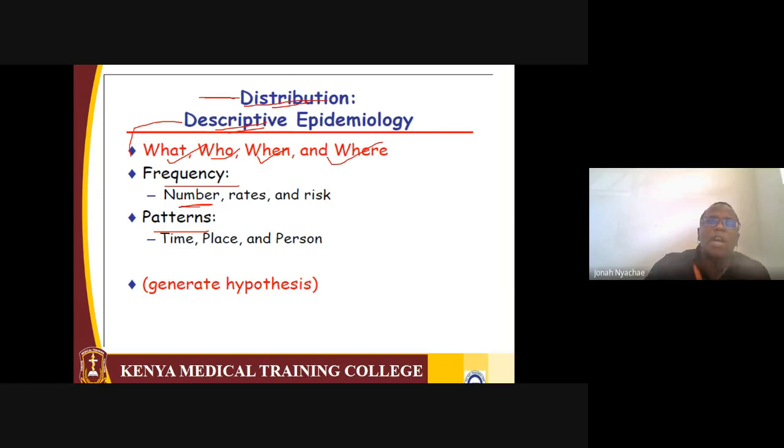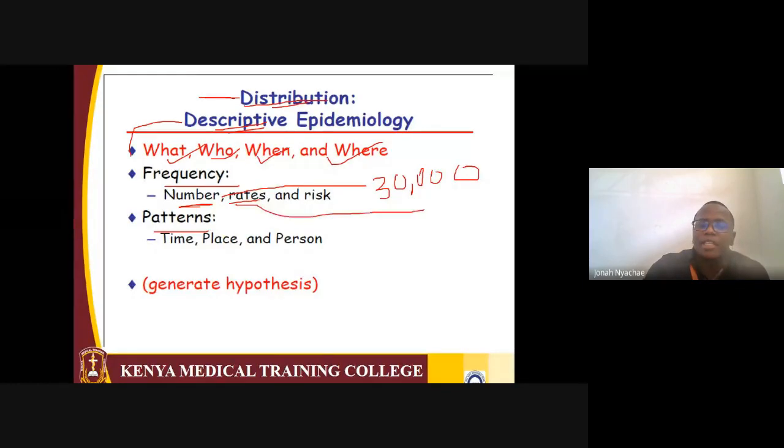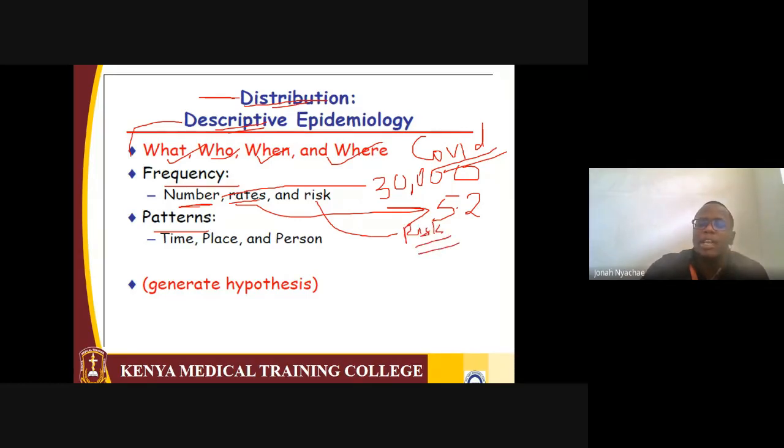Frequency, we are talking about maybe we have COVID-19 in Kenya. We have a particular number. Right now, we're talking about numbers in excess of 30,000, the rate of infection and mortality. In the case of COVID, at one point we had an infection rate of about 5.2. We are talking about risks. We are just describing. You saw these policies actually changing. First, we talked about masks. We talked about hand washing, and so on.